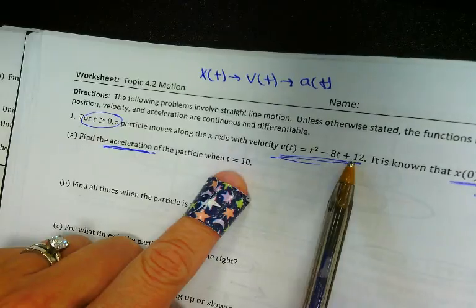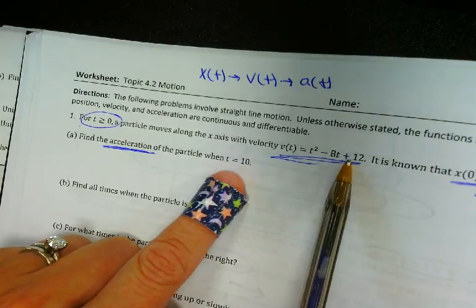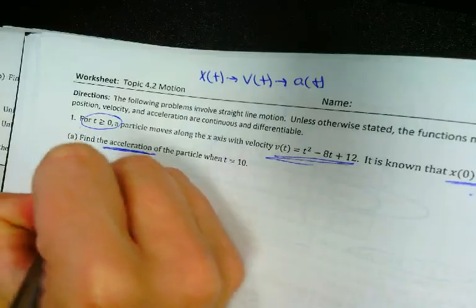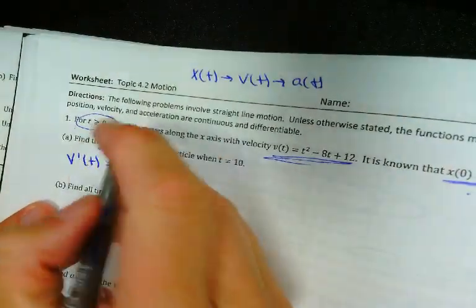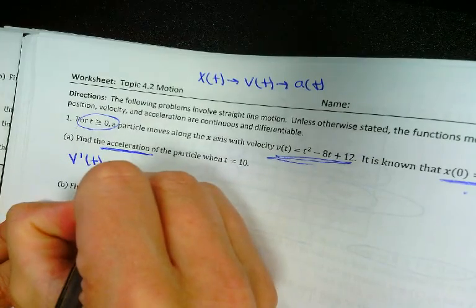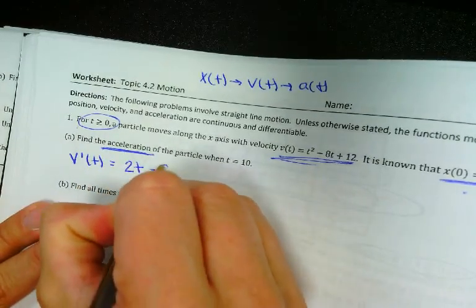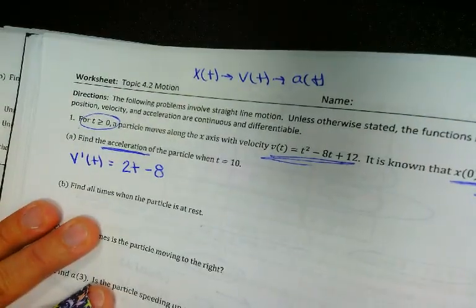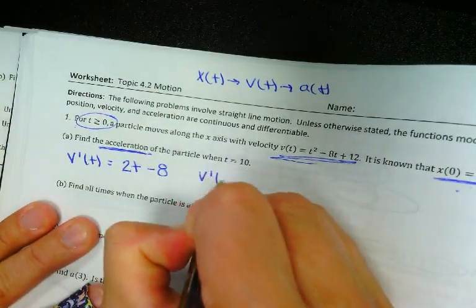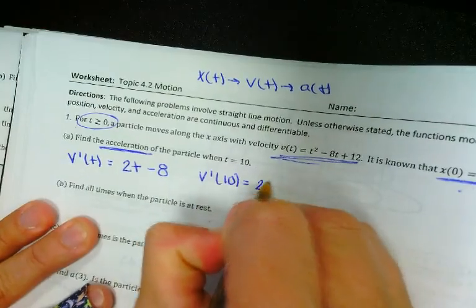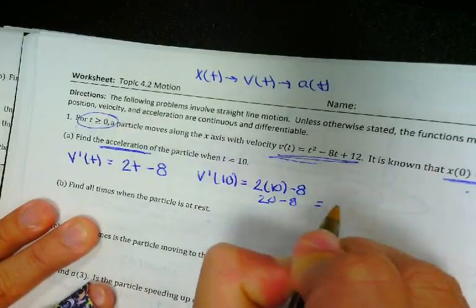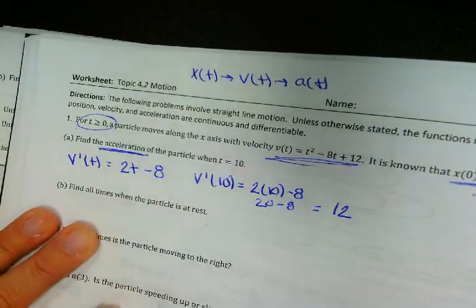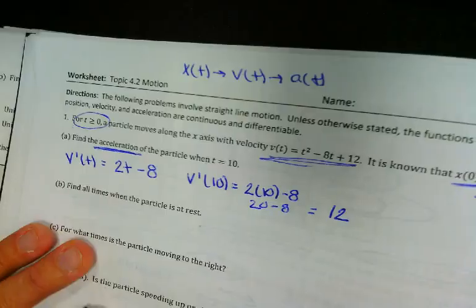Right now I have velocity, so what do I have to do to this function? Take its derivative. So I want v prime of t. All I want to show the grader is v prime of t. Quick derivative, just the power rule. What should we get? 2t minus 8. And now I want that at 10. So all I'm going to do is plug in a 10. So I'm going to get 2 times 10 minus 8, 20 minus 8 should get me 12. Okay. Did they give us units? Doesn't look like it.